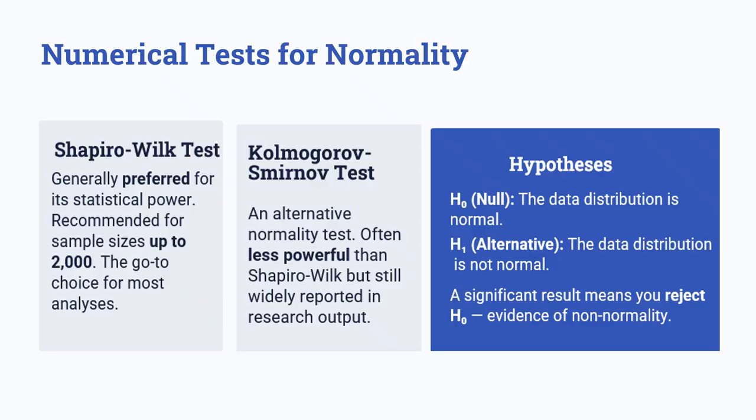Both tests operate under the same hypotheses. The null hypothesis, H0, states that your data is normally distributed. The alternative hypothesis, H1, states that your data is not normal. If the test result is significant, you reject the null hypothesis, which means there's evidence of non-normality in your data.